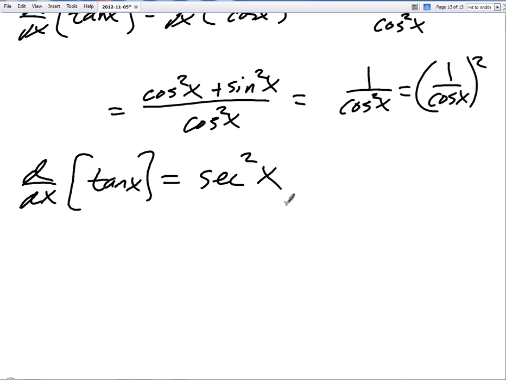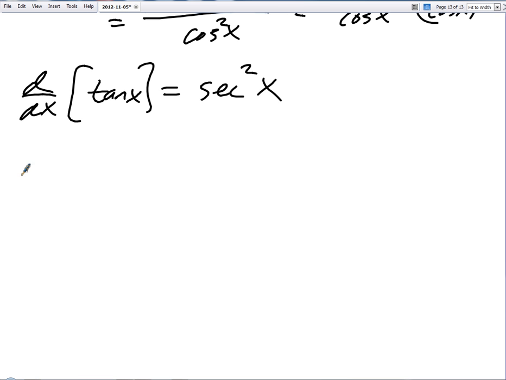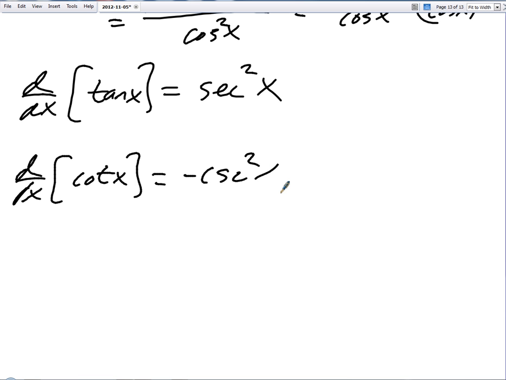Okay. And we could do the same kind of thinking, and I'll just give you the rest of them, and come up with, using the same patterns, the other trig functions. We know that the derivative with respect to x of cotangent x equals, what do you think? What's your intuition tell you about that one? Negative cosecant squared x, that's right. There's a real symmetry with these trig functions, right?